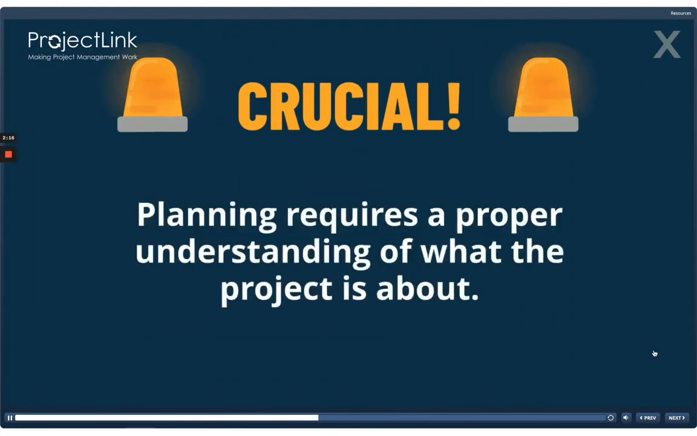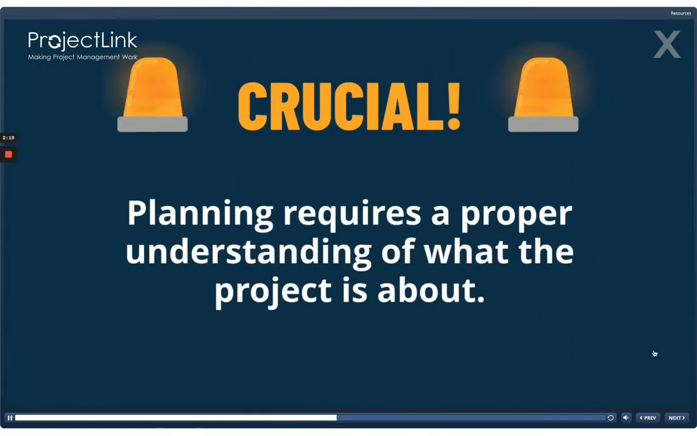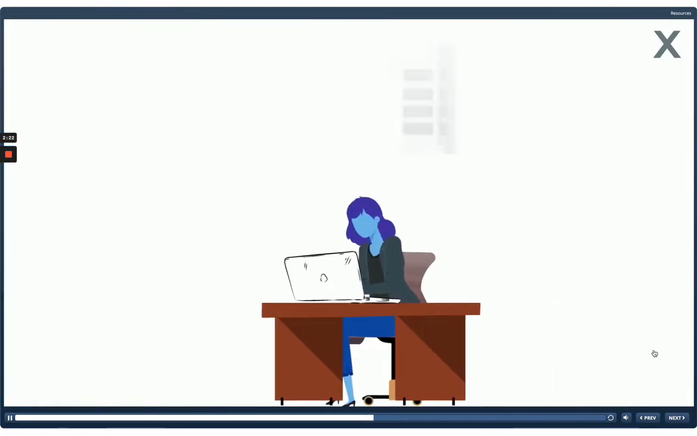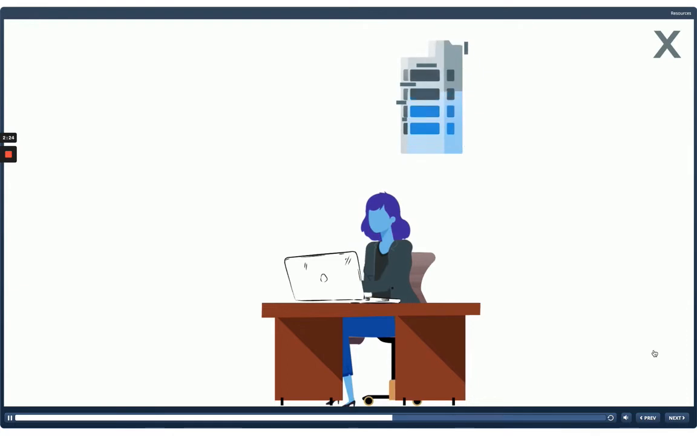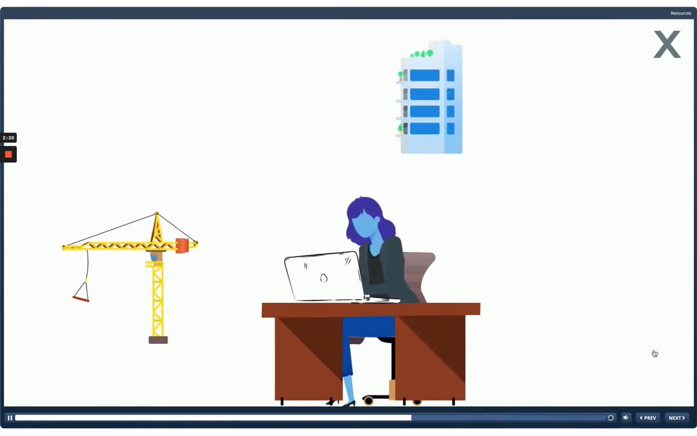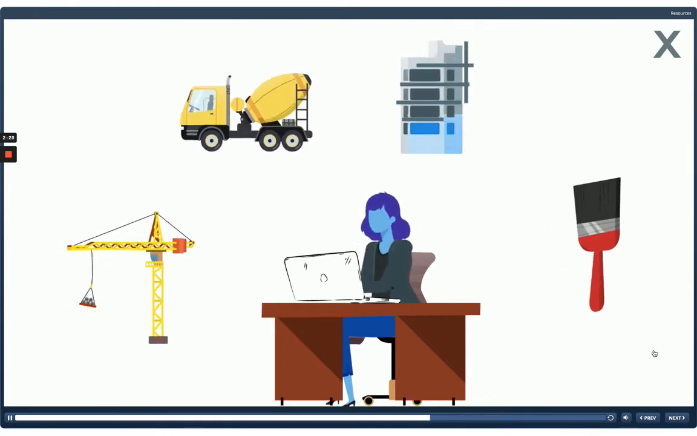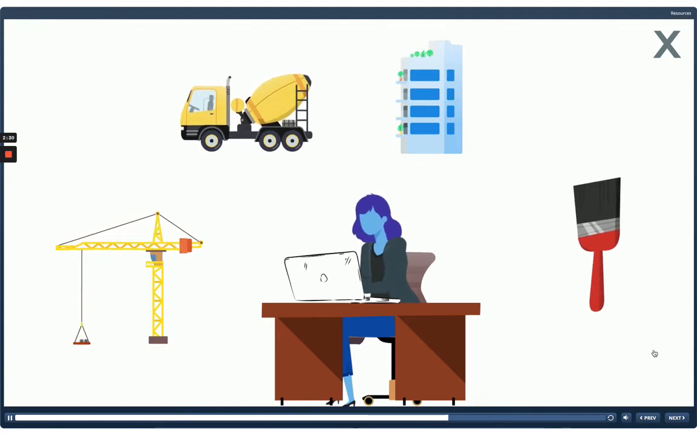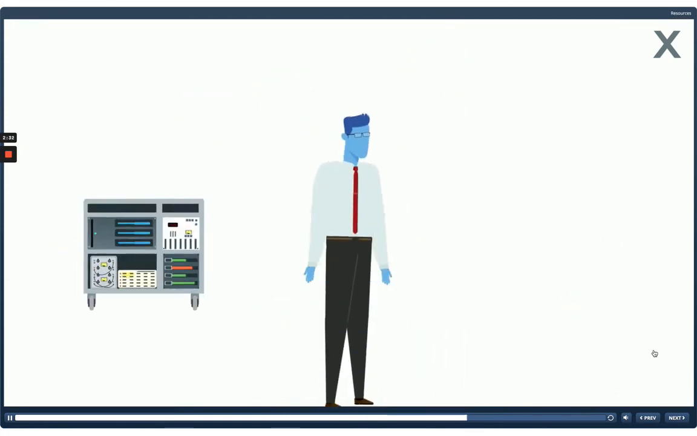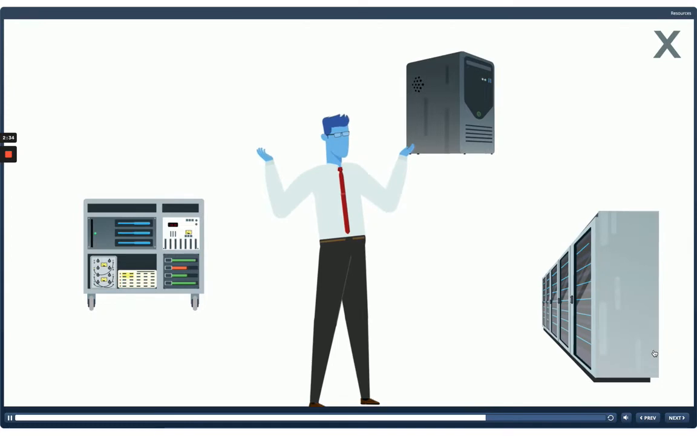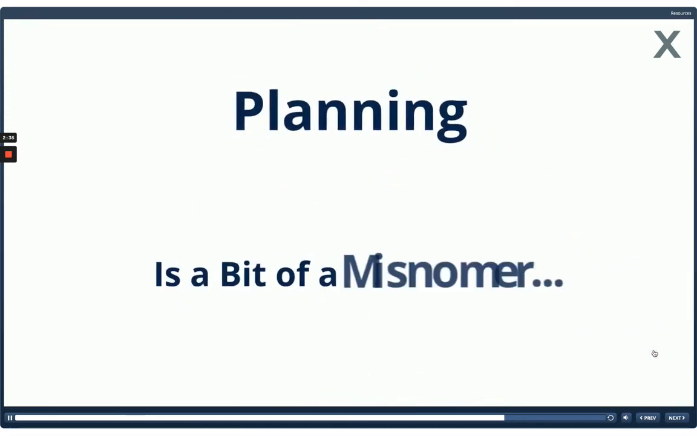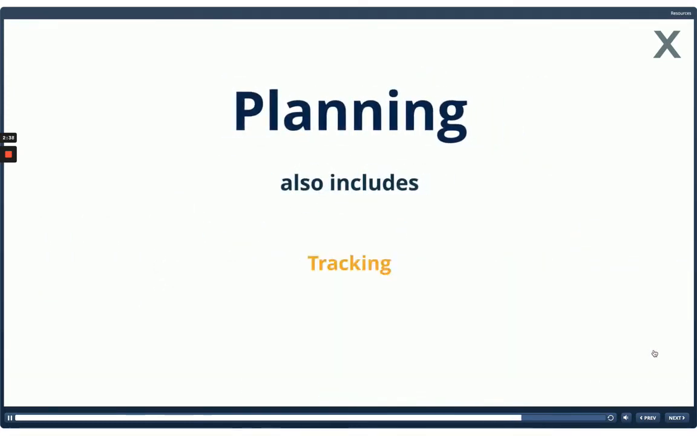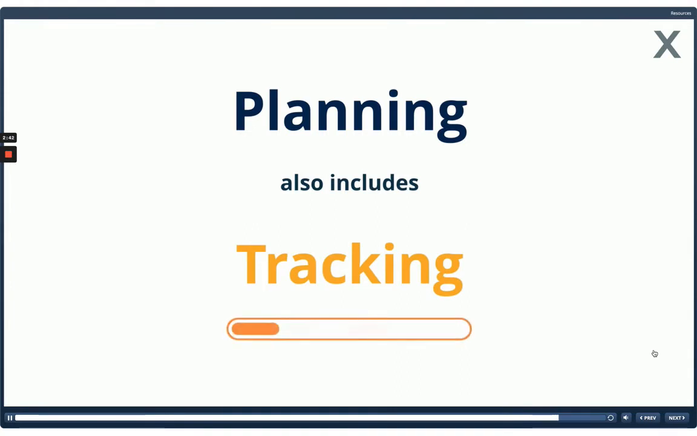Crucially, planning requires a proper understanding of what the project at hand is about. For example, planning a construction project will require a grasp of the idiosyncrasies associated with construction work, which are bound to be somewhat different from those associated with an information technology project. The term planning is, however, a bit of a misnomer because it also covers tracking, that is, measuring progress against the plan so that appropriate interventions can be made.